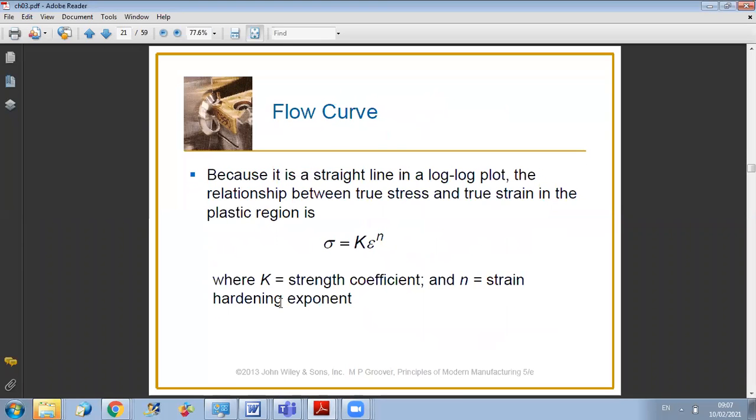So from here, because in the log-log plot, the strain hardening zone follows a straight line, the relationship between the true stress and the true strain in the plastic region can be computed as sigma equal to k times epsilon to the power n, where k is the strength coefficient and n is the strain hardening exponent. Okay? Any question until here?